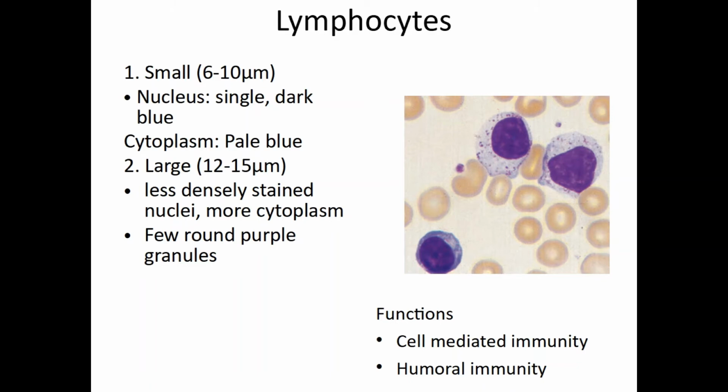Next is a large lymphocyte, which will be much larger than a small lymphocyte. It has less densely stained nucleus as compared to a small lymphocyte, and it has much more abundant cytoplasm. In the cytoplasm, you may be able to see a few granules sometimes. Functions of lymphocytes include two things. Immune mediation. First is cell mediated immunity. The second is humoral mediated immunity. Cell mediated immunity is a function of T cells, T lymphocytes, and humoral immunity is a function of B lymphocytes.